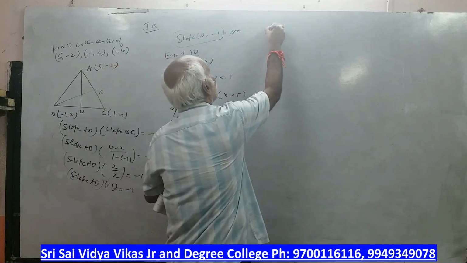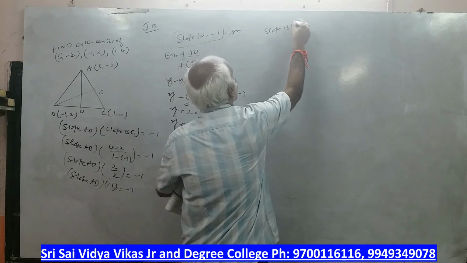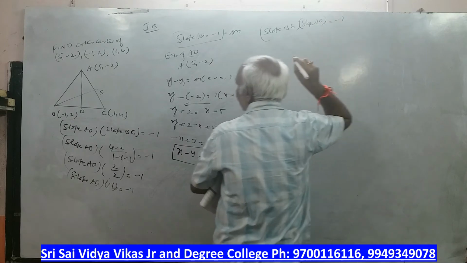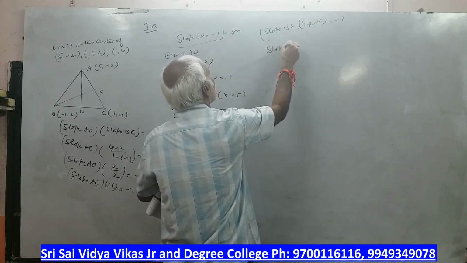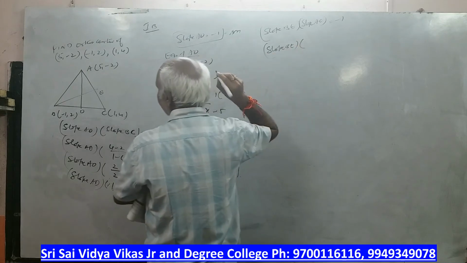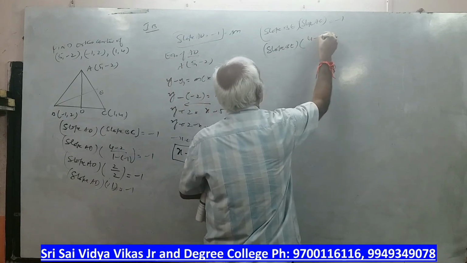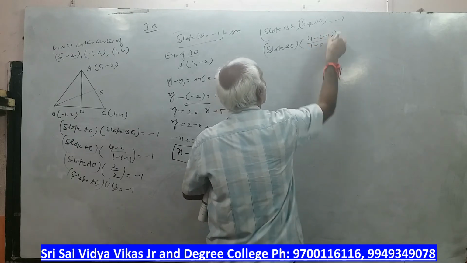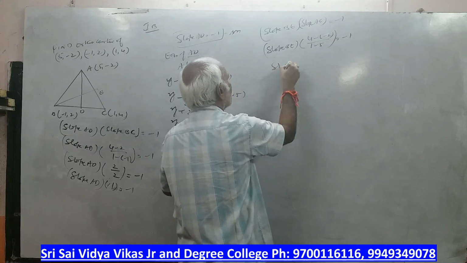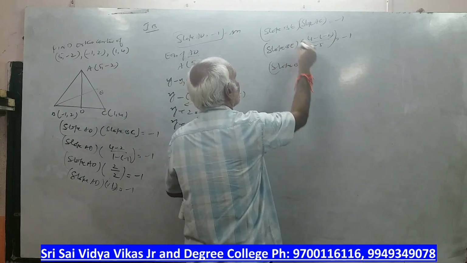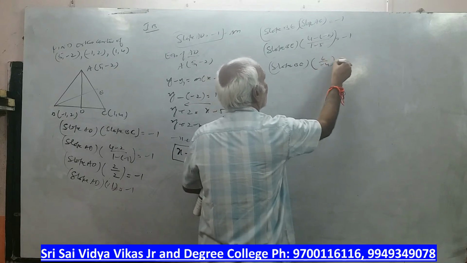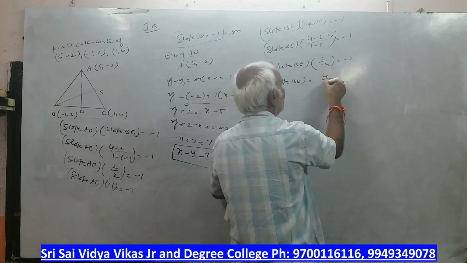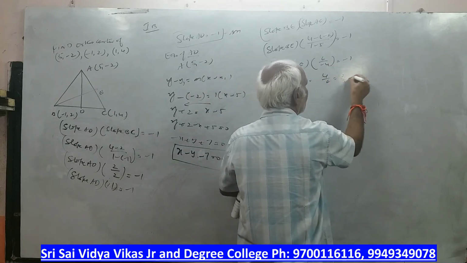Again, slope of BE into slope of AC is equal to minus 1. Into slope of AC. What is AC? 4 minus of minus 2 by 1 minus 5 is equal to minus 1, is equal to 6 by minus 4, minus 1, is equal to 4 by 6, that is 2 by 3. Okay, this is the M value.